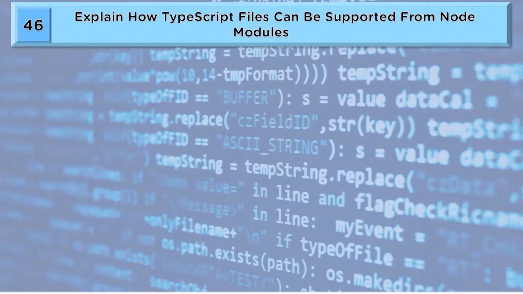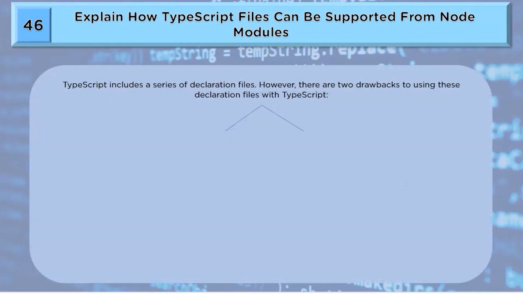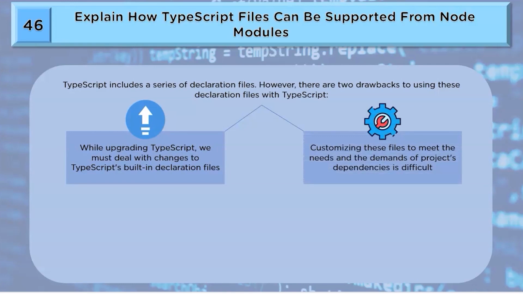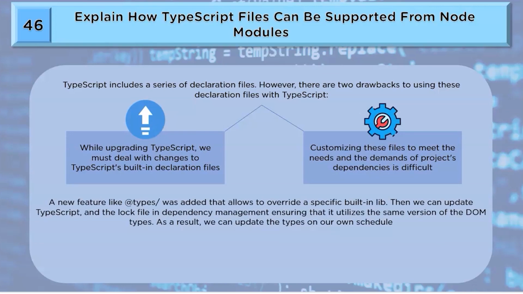Explain how TypeScript files can be supported from node modules. TypeScript includes a series of declaration files. However, there are two drawbacks to using these declaration files with TypeScript. One is, while upgrading TypeScript, we must deal with changes to TypeScript's built-in declaration files. And the other is, customizing these files to meet the needs and demands of project dependencies is difficult. A new feature like @types was added that allows us to override the specific built-in library. Then we can update TypeScript and the lock file in dependency management, ensuring that it utilizes the same version of the DOM types. As a result, we can update the types on our own schedule.